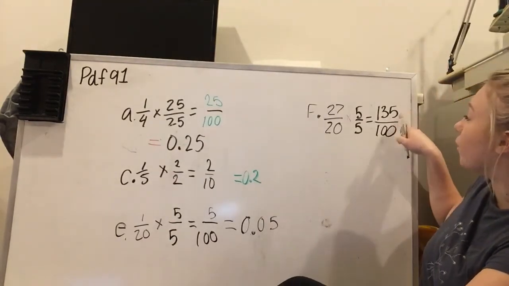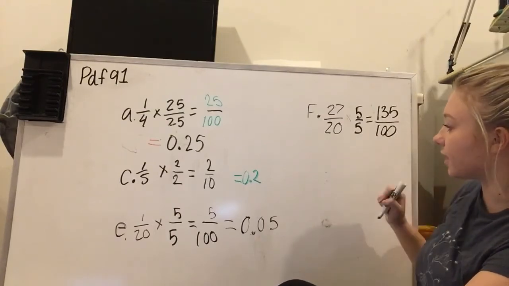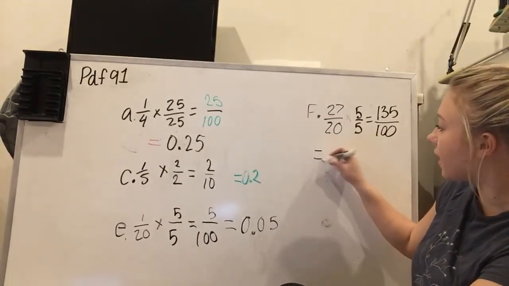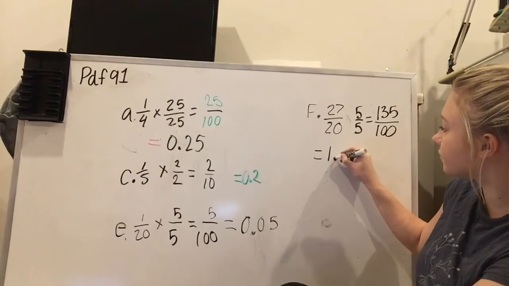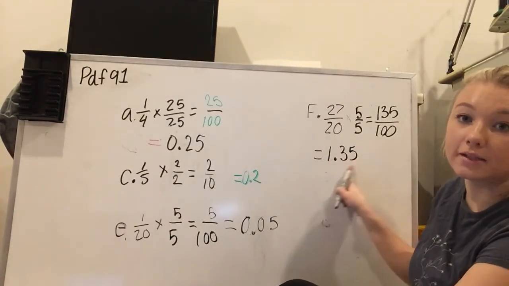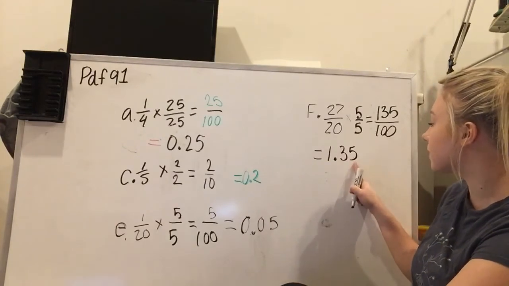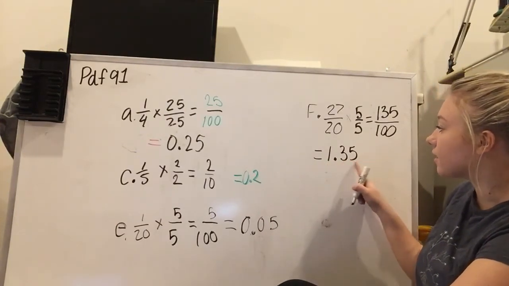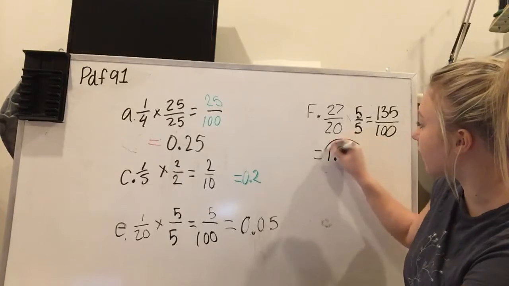And then I have to show 135 hundredths. And we can show that as, we read from the right to the left, so it's in the hundredths place. So 1 and 35 hundredths, okay?